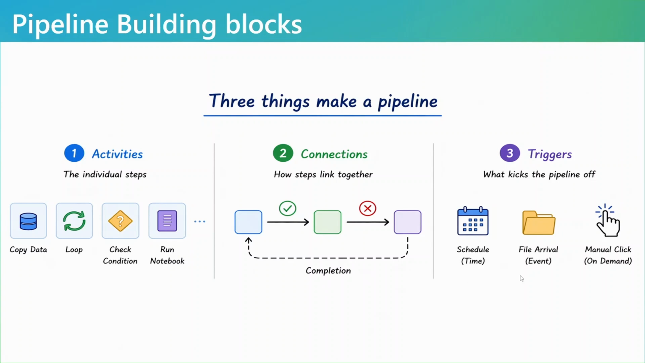And the third one is a trigger. This is what starts the pipeline, and it could be a schedule. For example, you can schedule it to run every night at 11 p.m. or 8 a.m. in the morning. It could also be a file arriving in a folder, or it could be you clicking run manually. So activity, connection, and trigger: these three things make up every pipeline, so keep them in mind. We will use all three in our examples shortly.